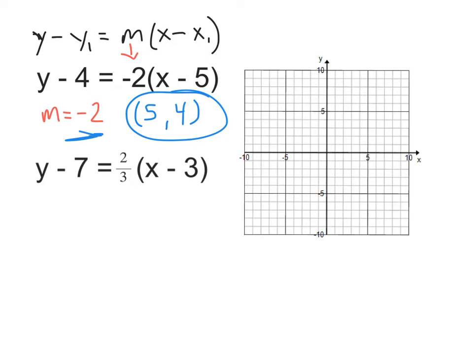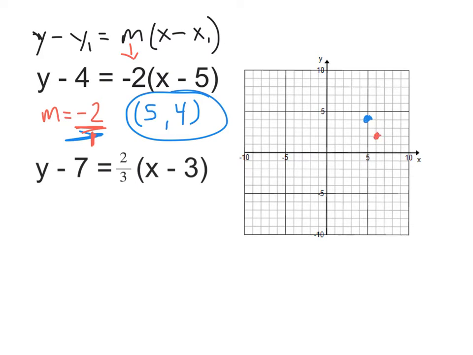So we're going to plot the point 5, 4. So 5 on my x-axis, 4 on my y-axis is right here. We got to keep working on plotting points accurately. And then from that point 5, 4, we are going to use the slope -2, which if you remember means down 2 and then right 1, because that's a positive 1. So from here we're going to go down 2, right 1. Okay? So down 2, right 1 is going to get us this point right here.